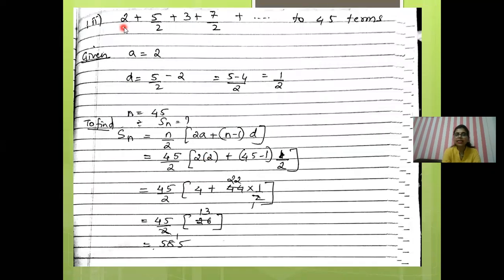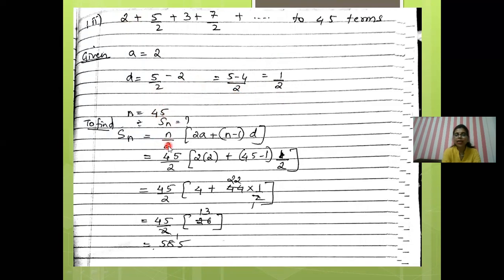In the next slide, in the next question, you can see again the AP series is given to you and the number of terms is given to you as 45 terms. So from the AP series, you write a is equal to 2, that's your given. d is second term minus the first term, that is 5 upon 2 minus 2. So you will equate the denominator, you will multiply this 2 with 2. So 5 minus 4 upon 2. 5 minus 4 is 1, so you get 1 upon 2. n is given to you as 45. You have to find the value of Sn.